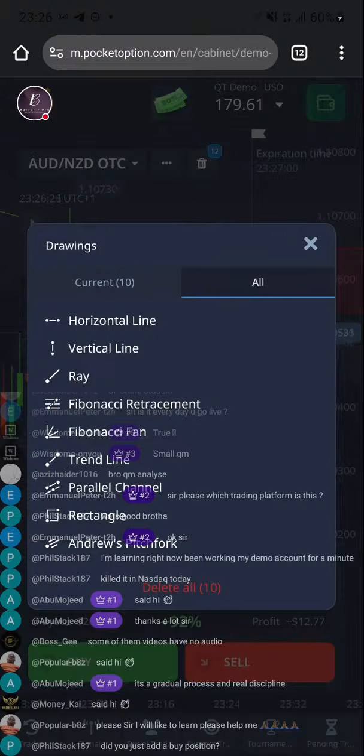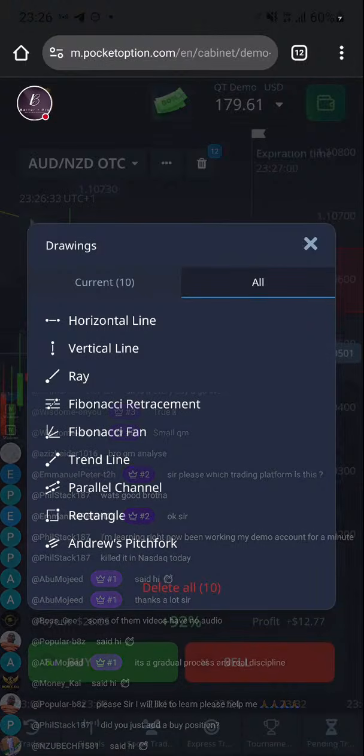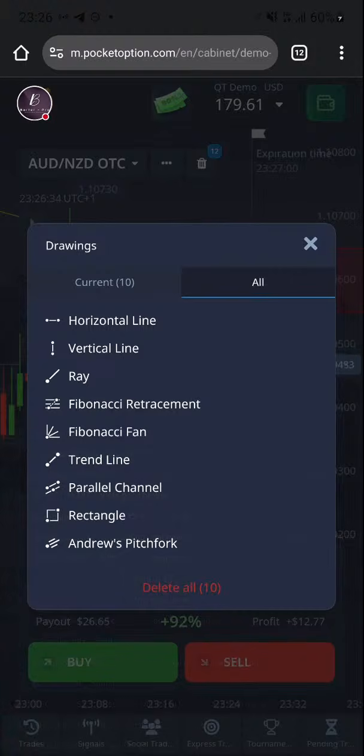Do you add a buy position? Yes, I added the buy position in 1581.